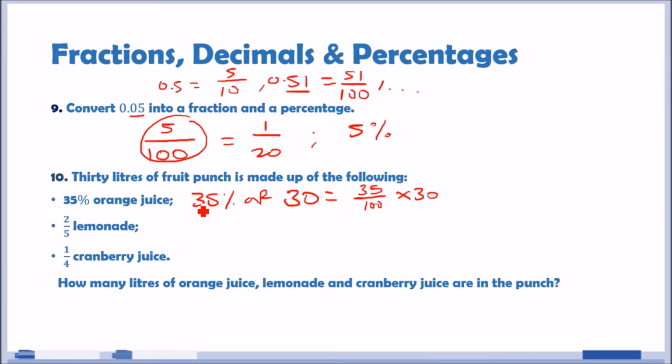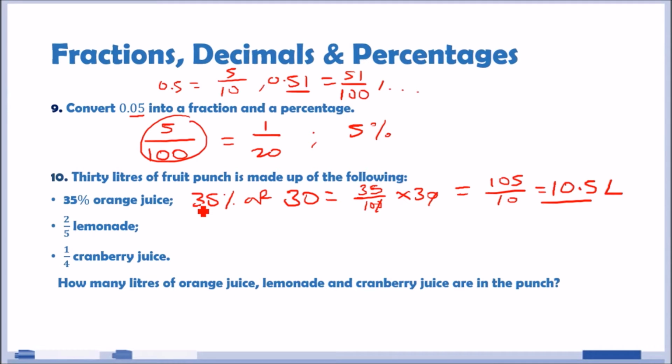So here we can do some cross simplifying. Knock out a 0 each, so we have 35 over 10 times 3. And multiplying it horizontally, 35 times 3 gives us 105, and divide that by 10. And here, my friends, will give us 10.5 liters.